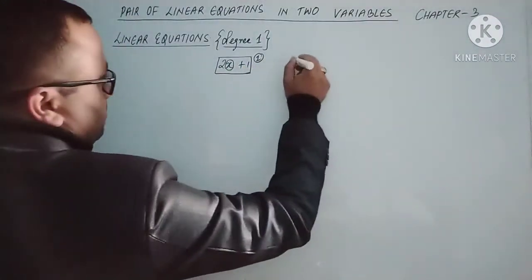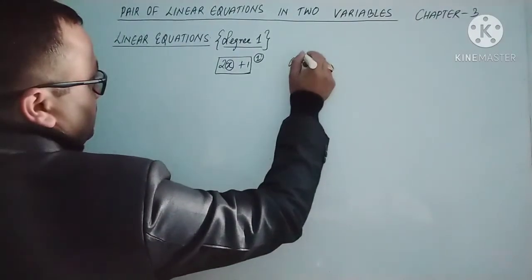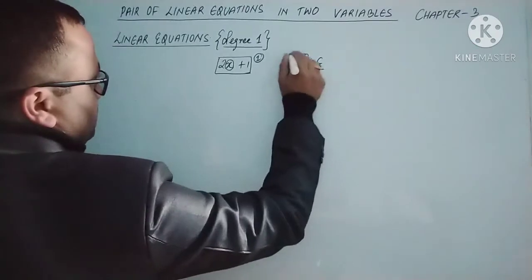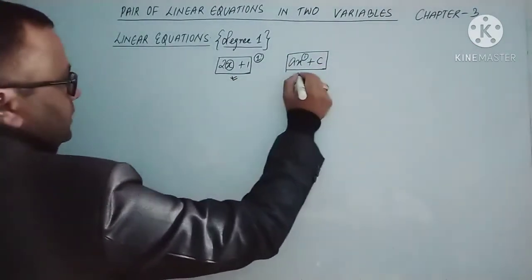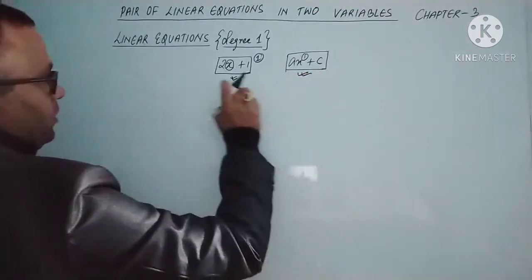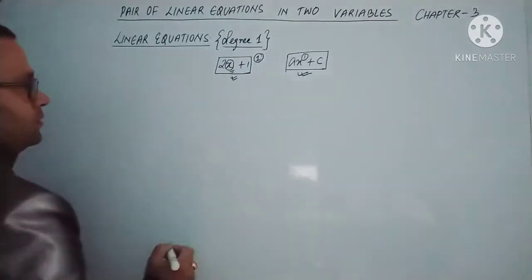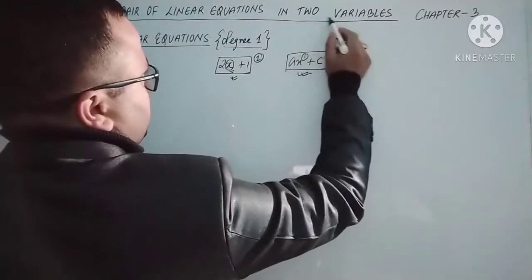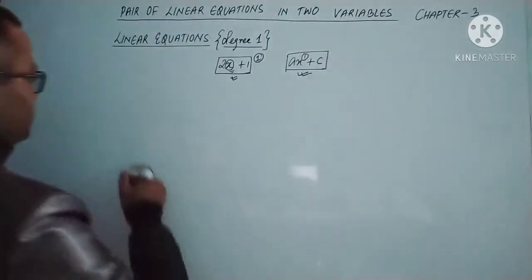Another example is ax plus c. It has degree 1, so it is a linear equation. This is a linear equation of one variable because only x is here. Now we have to learn linear equations in two variables.